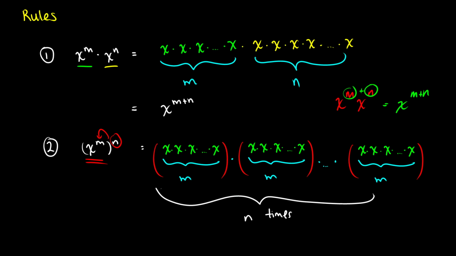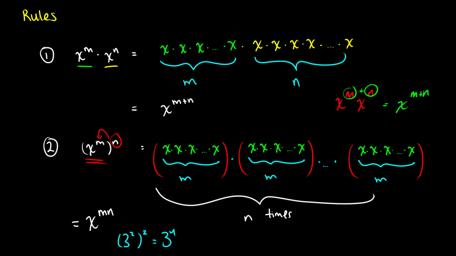So what we end up with here is really just x to the m times n. For example, if I have 3 squared, all squared, this is going to be the same thing as 3 to the 4. So I'm multiplying the powers out. And we can actually prove this numerically.